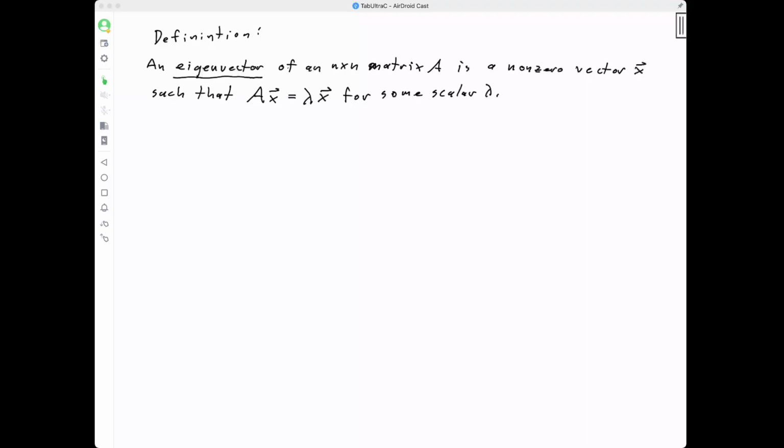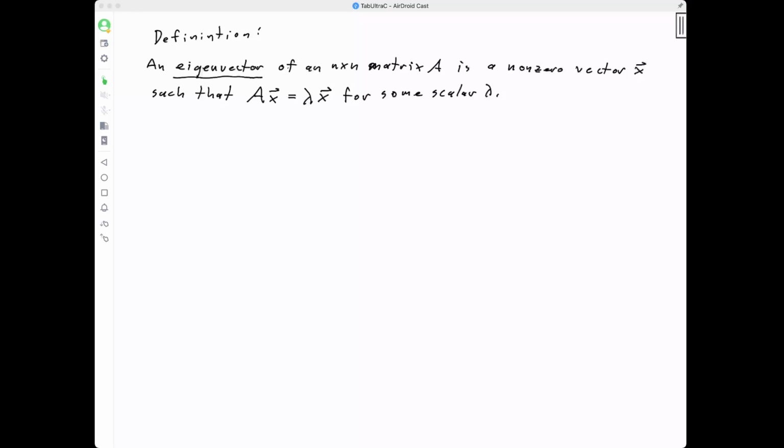If lambda happens to be 1, then it means that this matrix multiplication did nothing to that vector. So for some vectors, a matrix will just scale them, and we call those vectors eigenvectors.